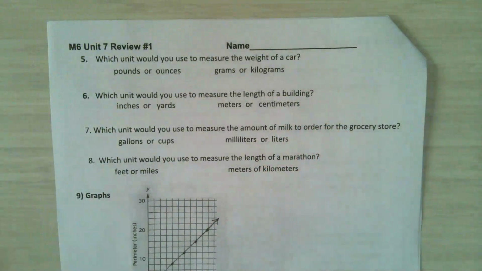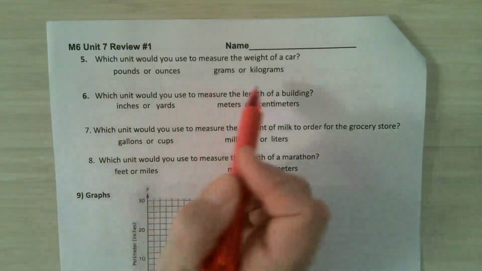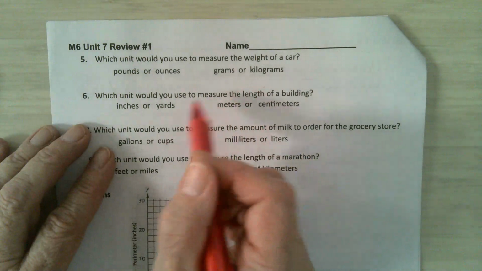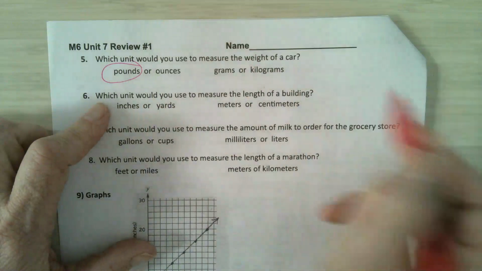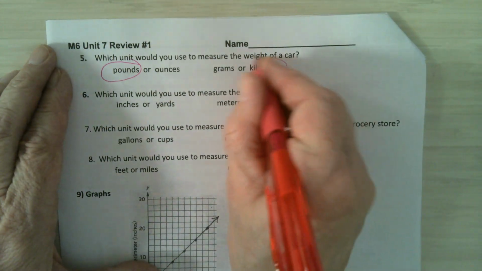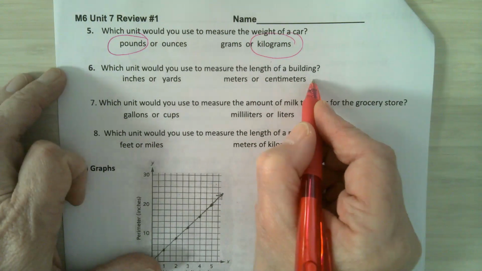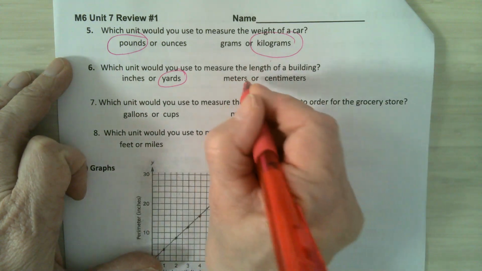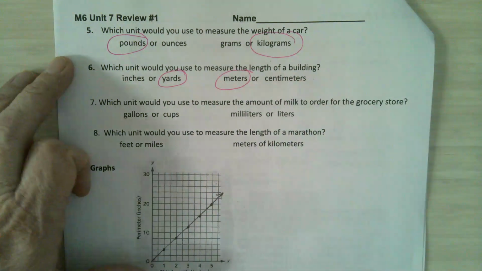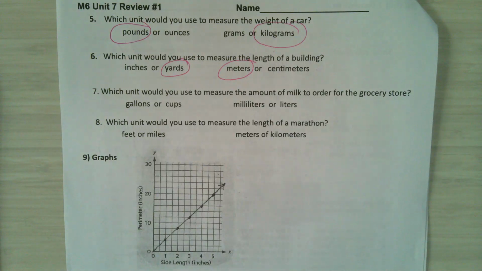In the next page, which unit would you use to measure the weight of a car? So these are the English and these are the metric. In English, which one would you use in the English weight terms? Pounds. In metric, you would use kilograms. Very nice. Which would you use to measure the length of a building? In English, yards. In metric, meters. Centimeters would be too small. On the next one, which unit would you use to measure the amount of milk to order for the grocery store? Gallons.